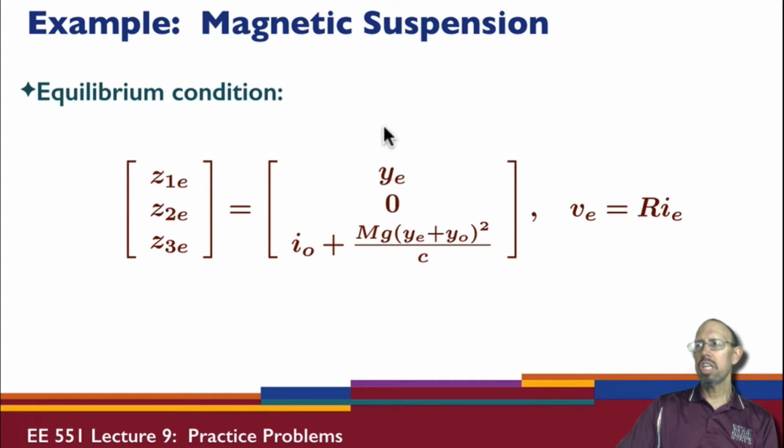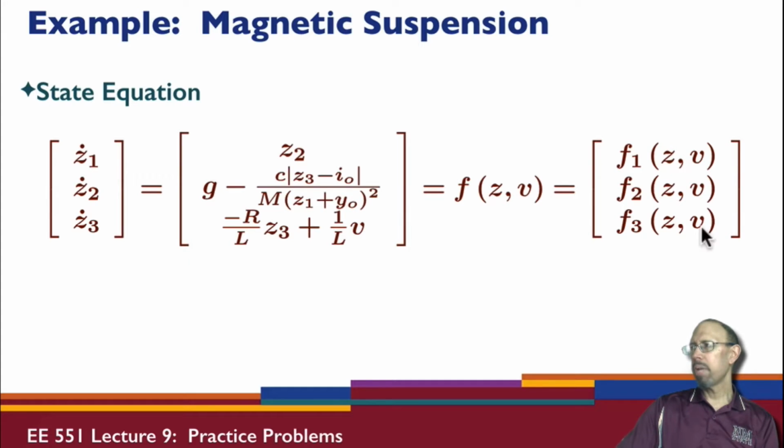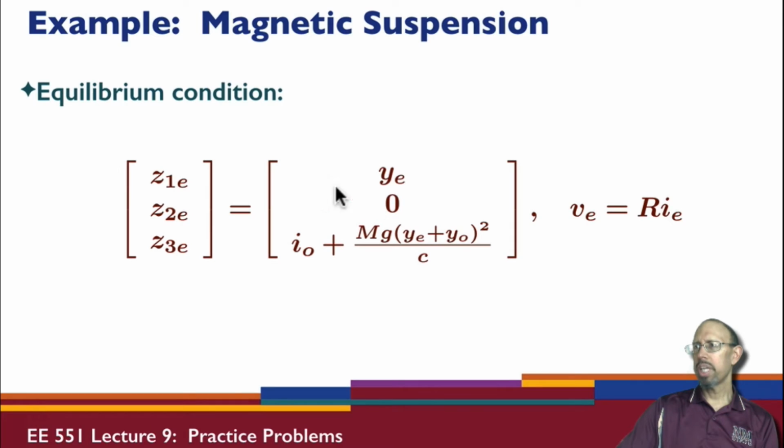The equilibrium condition is the condition that puts the system in equilibrium. It's what makes this equal to 0. We've already solved for the equilibrium condition, and this is what we get. Z1e is equal to Ye. Z2, remember, Z2 is Y dot, and so this is just saying that the first derivative of Y must be 0. And then we have this equation that is the force balance equation. And then we had that Ve was equal to R times Ie. So we have the equilibrium condition on Z and V.